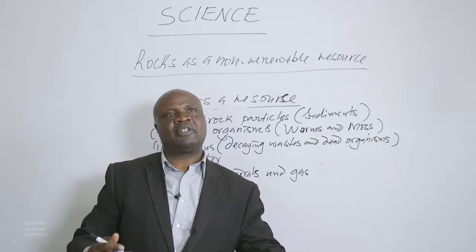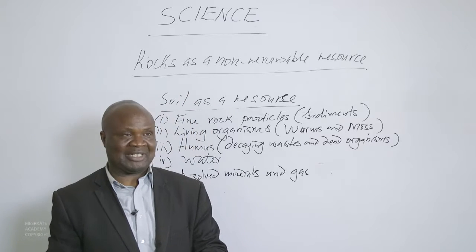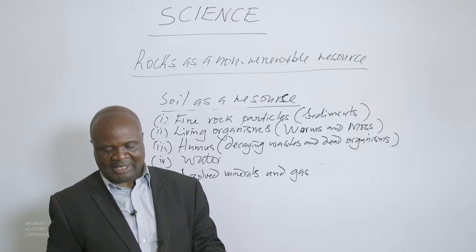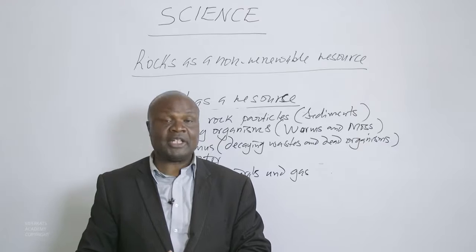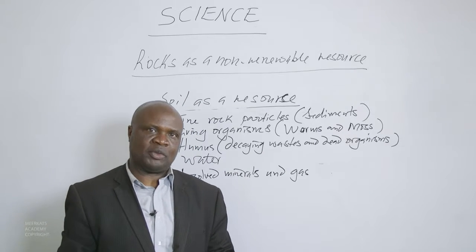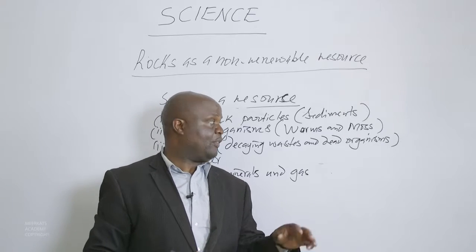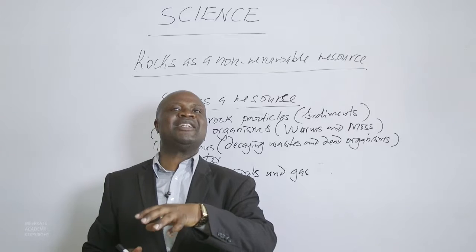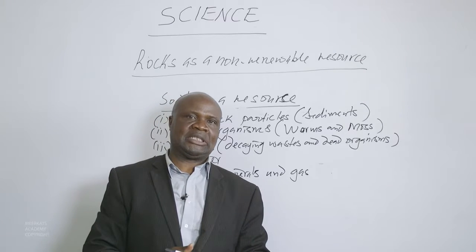When they move up, they improve the aeration of soil. Then we need humus, decaying matter and dead organisms, so that the soil can improve its fertility. Then we have water. When water is within the soil, plants can grow well using it. And we know there are different types of soil, and their water holding capacity is different.